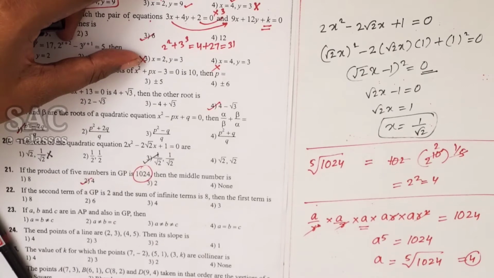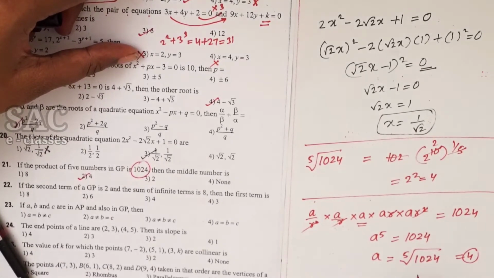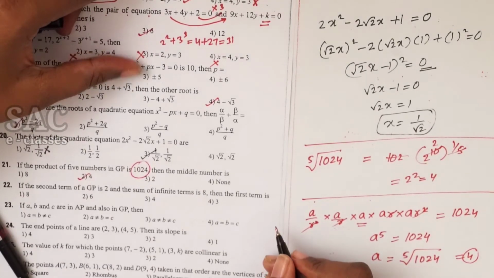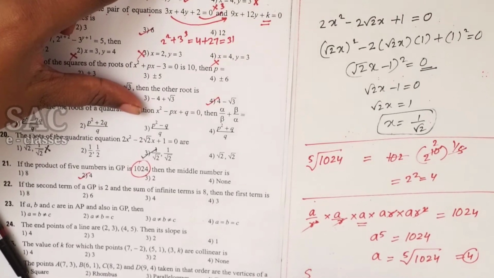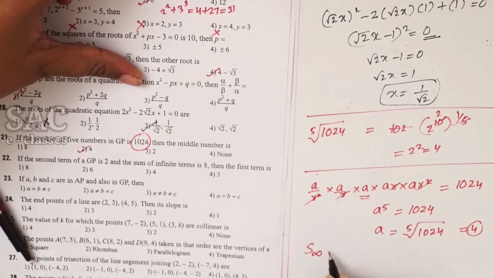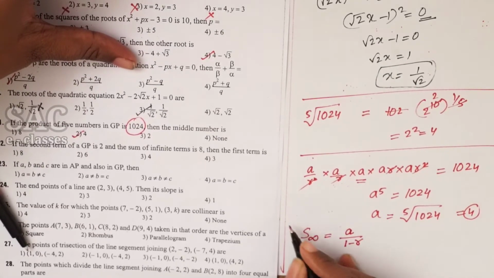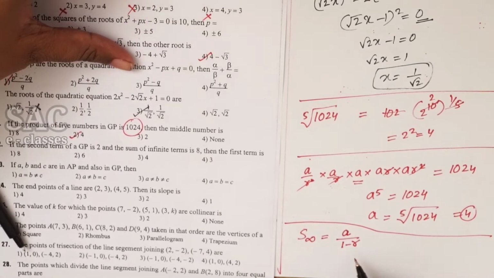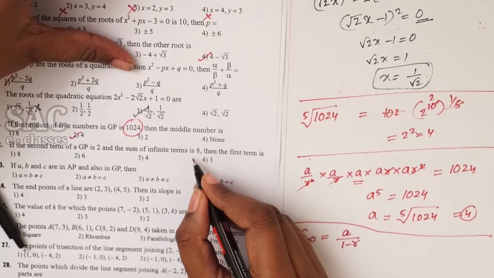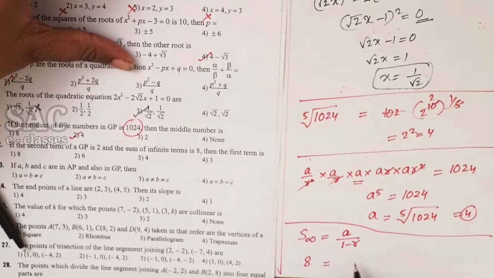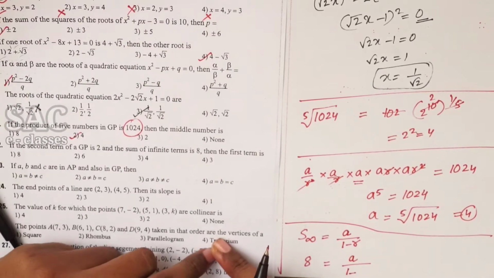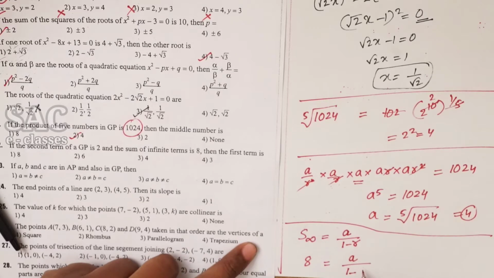If the second term of the GP is 2 and the sum of infinite terms in the GP is 8, then the first term will be. We all know that sum to infinity, S infinity, is equal to A by 1 minus R. What is the S infinity formula? A by 1 minus R. Sum of infinite terms is 8 equal to first term, we don't know that. Let us think that A by 1 minus R, we don't know, but the second term in the GP is 2. So second term by first term is 2 by A.